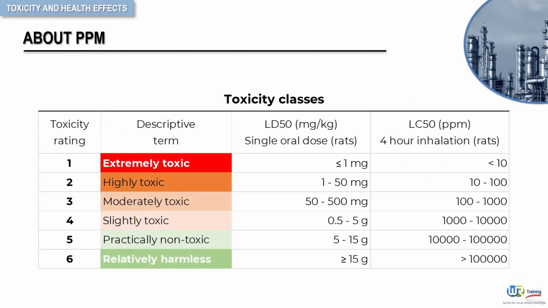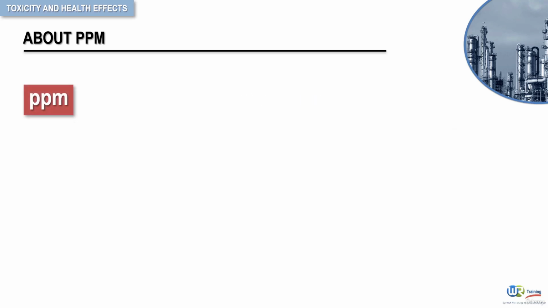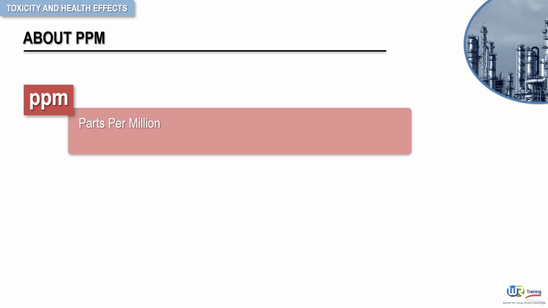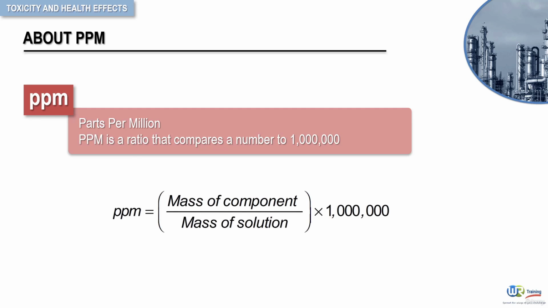The lethal concentrations LC50 discussed in the previous video are all expressed in ppm. Let's take a couple of minutes here and understand what ppm is. ppm stands for parts per million. It is a unit of concentration that is convenient to use when the amount of substance in a solution is very small. ppm is a ratio that compares a number to 1 million and is expressed as follows.